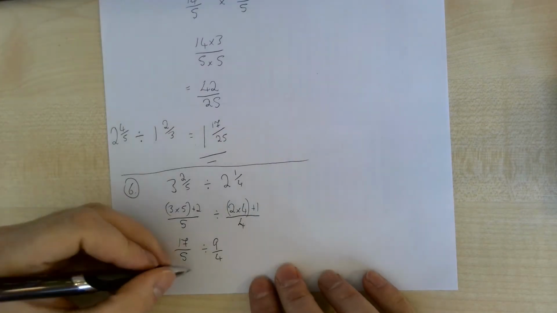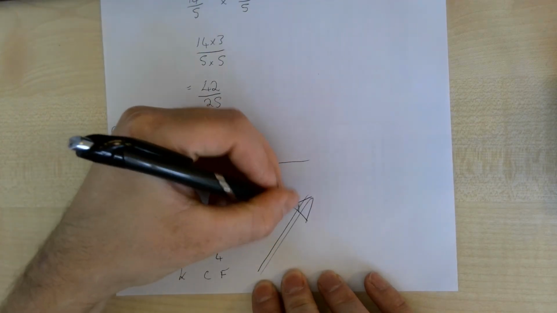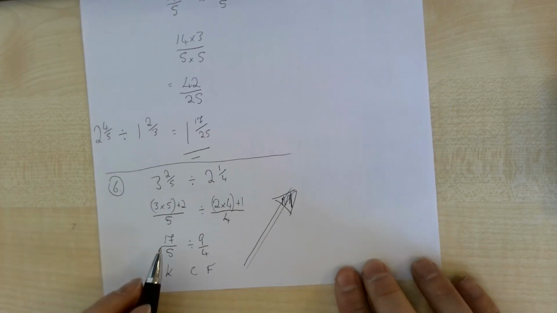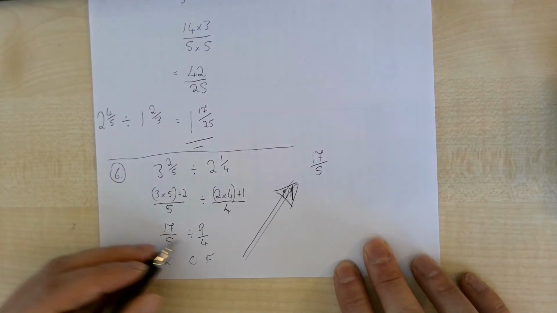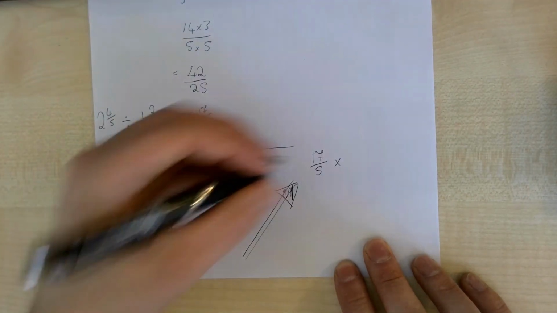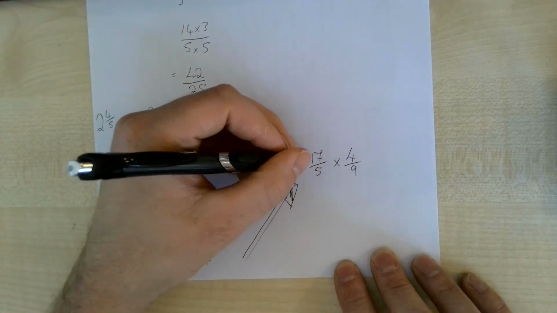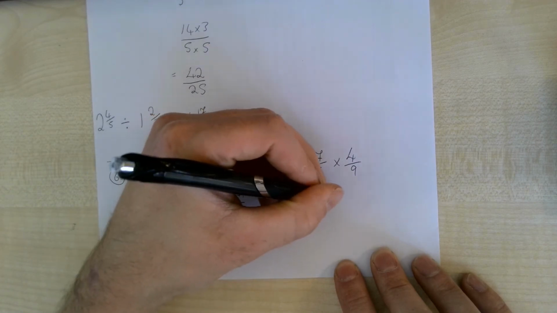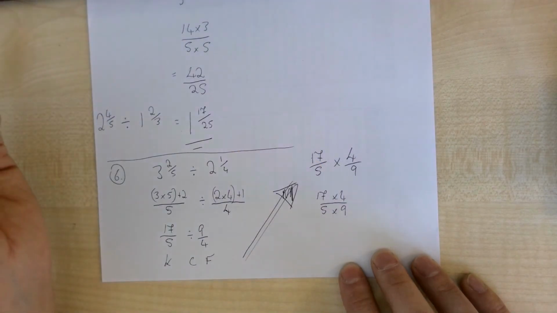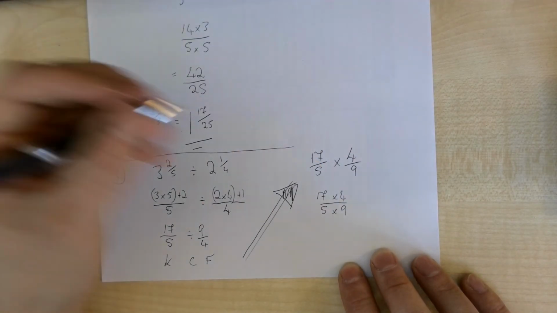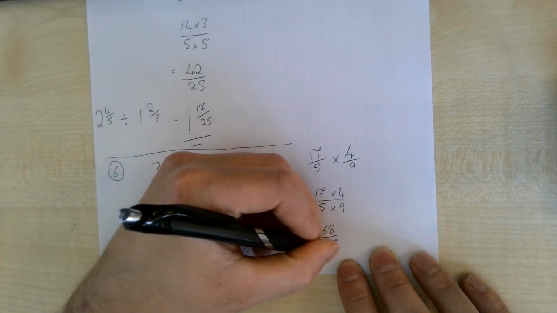Now we can apply KCF. So we're going to keep the first fraction, 17/5. Change division to multiplication and flip the final fraction to get 4/9. Numerator times numerator. And underneath we've got denominator multiplied by denominator. 17 times 4 is 68. 5 times 9 is 45.